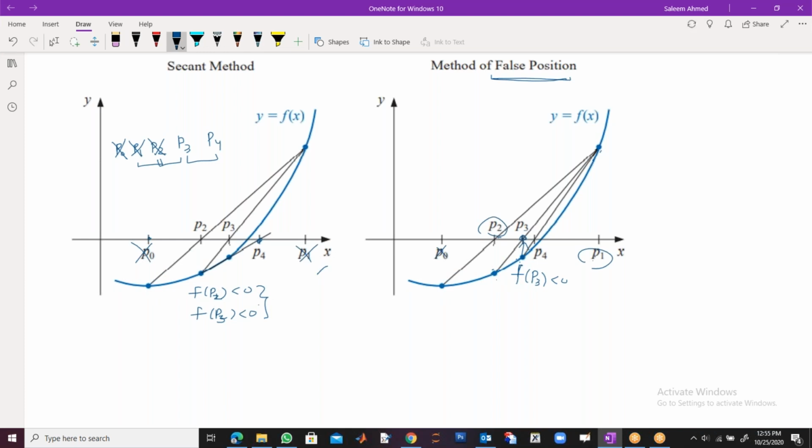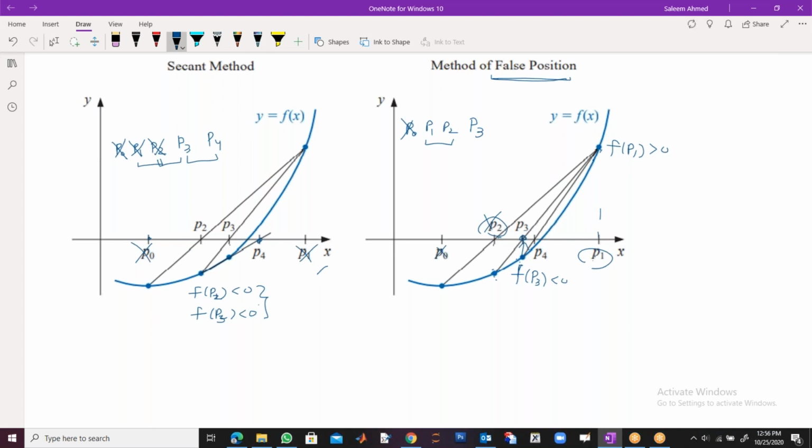So I do not consider P2 and P3. I drop this one and I go back to P1. Why? Because f at P1 is positive. So instead of taking the newest two numbers, we are not taking the newest two. From P0 and P1, I got P2. Because P1 and P2 had opposite signs, you see, P1 is above, P2 is below. Because they are on opposite sides, I dropped P1. From there, I got P3.